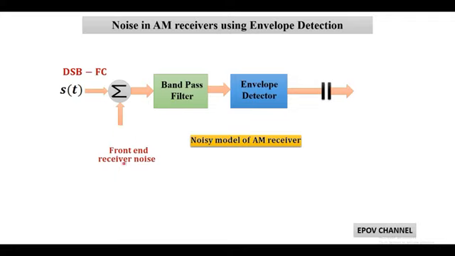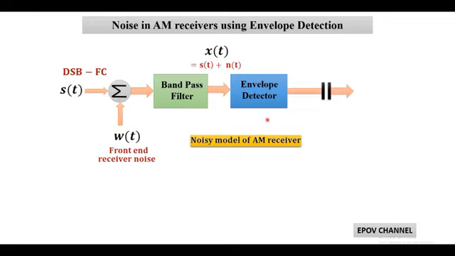Now this noisy received signal is first passed through bandpass filter and we get signal X(t). This bandpass filter converts W(t) into a narrowband noise or filtered noise, which is compatible with the input standard AM signal.